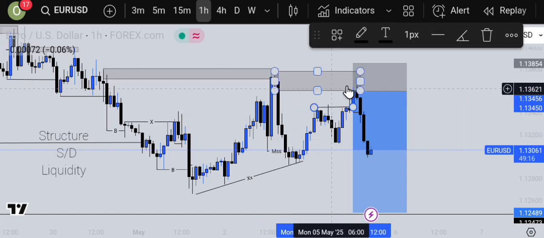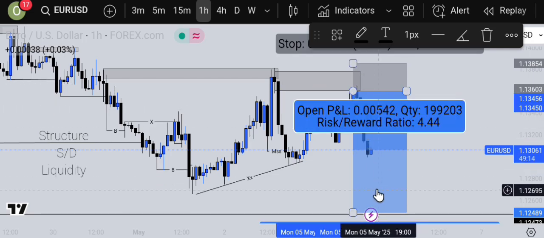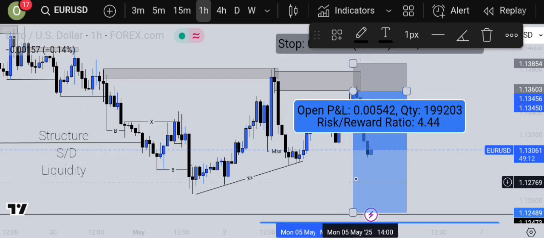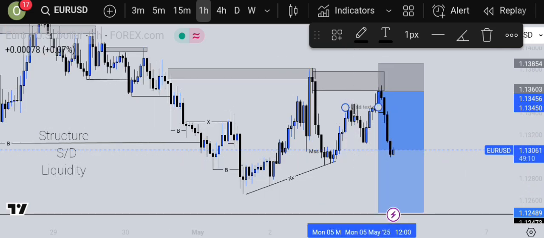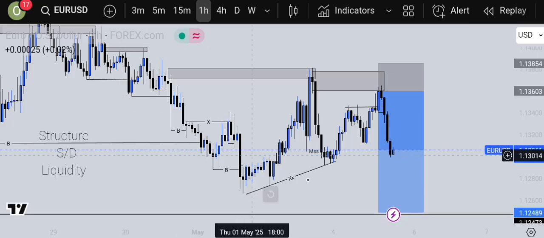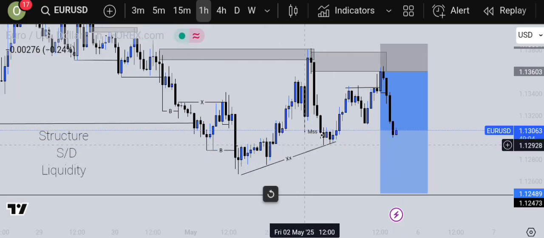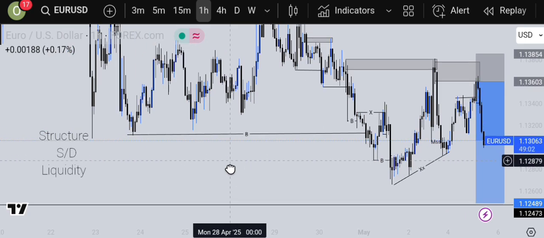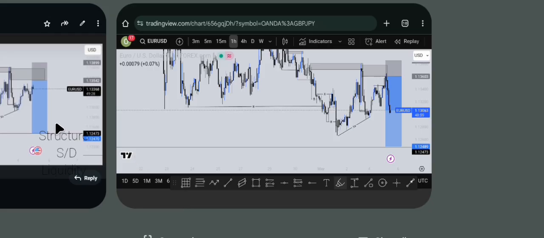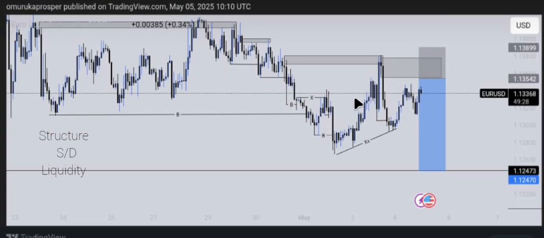So price has to take out this high to mitigate this zone, then tap in, then drop down. So that's how I was able to get this sniper entry. And besides, this is a trendline liquidity. So you can see the trade is still running, and this was the breakdown of the trade where I sent it out to my team. This was the trade here.